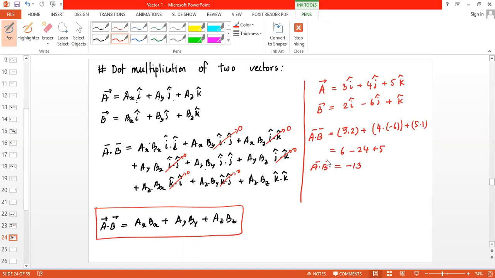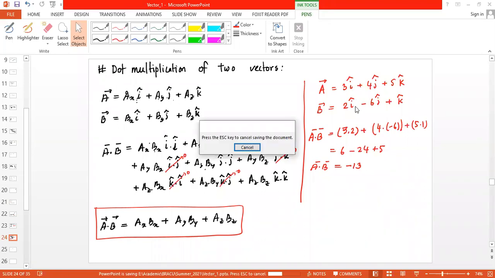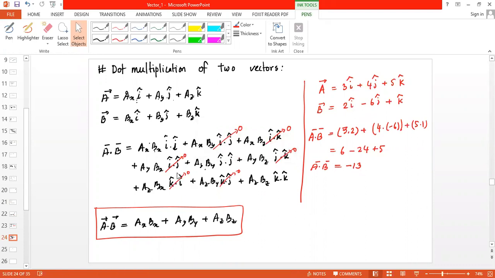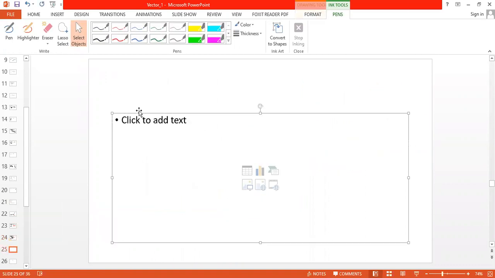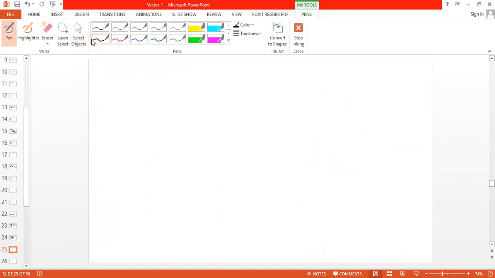Is it clear, guys? This is how we can find out the product of two vectors if they are multiplied by a scalar product or by a scalar multiplication. Clear? And the last one for the day is cross multiplication. Let's say I have two vectors.